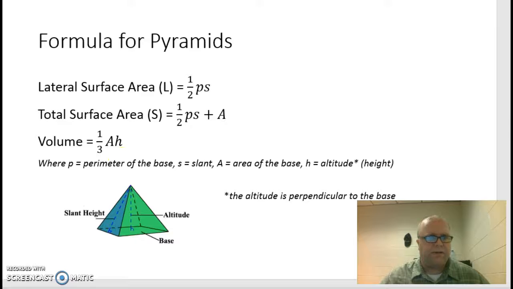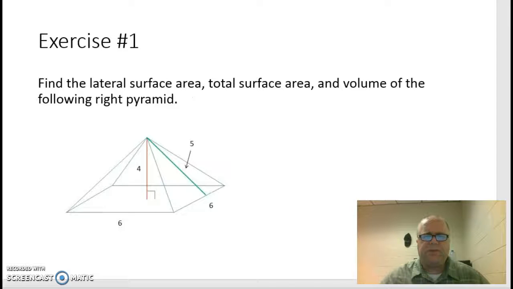Okay, so let's look at an example here. Let's find the lateral surface area, total surface area, and the volume of this right pyramid here. We see that it has a square base with sides equaling 6, a slant height here of 5, and an altitude or height of 4. So we should be able to figure out all of this information. We know that it's going to ask for the perimeter of the base, so we can easily check that. That's going to be 6 times 4, which is 24, and it also may ask for the area of the base. That would just be 6 times 6, which is 36.